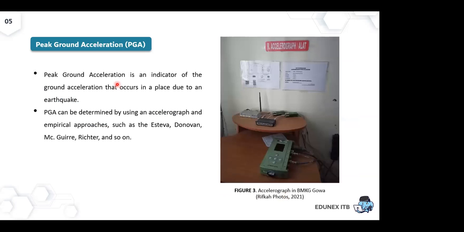Okay, well, one of the parameters that can determine the size of the damage caused by an earthquake is peak ground acceleration. Peak ground acceleration is an indicator of the ground acceleration that occurs in a place due to an earthquake and can be determined by using an accelerometer and also by empirical approaches such as Esteva, Donovan, Mcguire, Richter, and so on. And this picture shows the accelerometer located at BMKG Gowa, South Sulawesi.